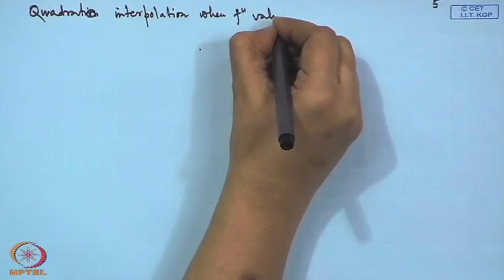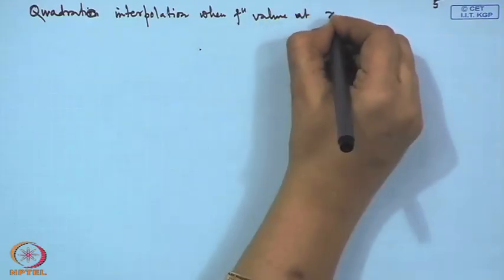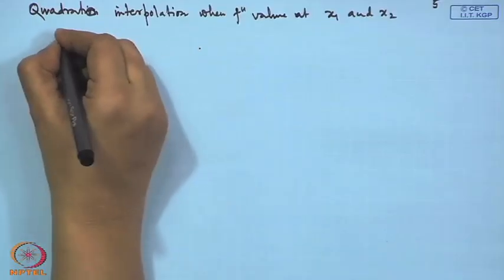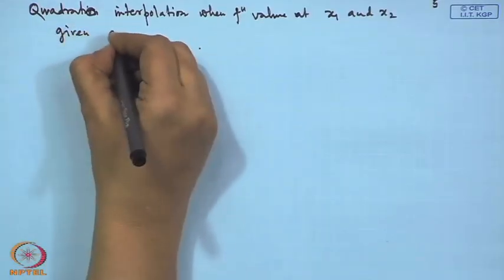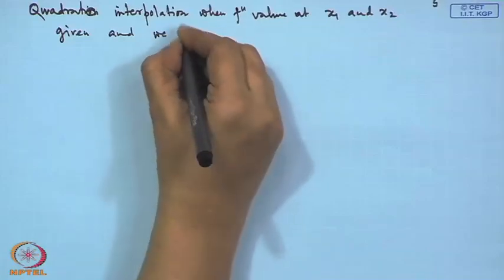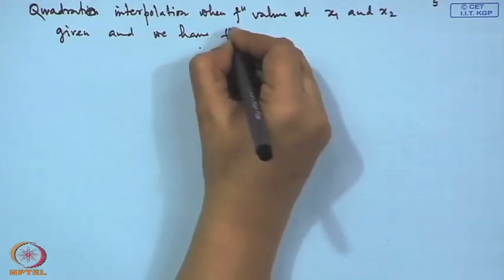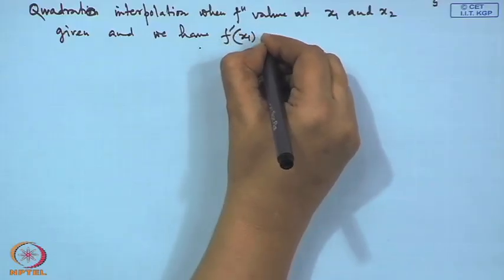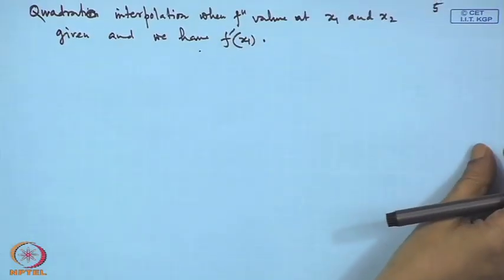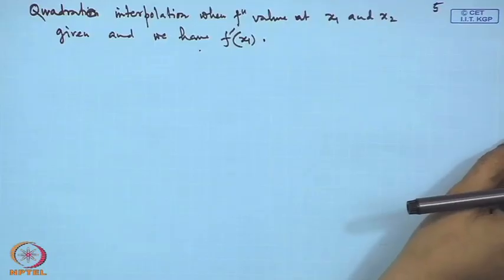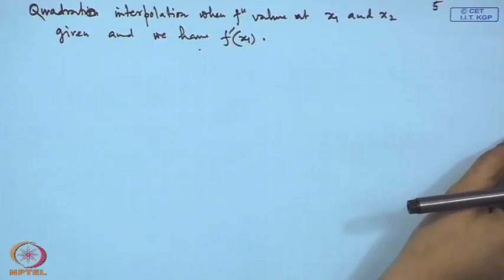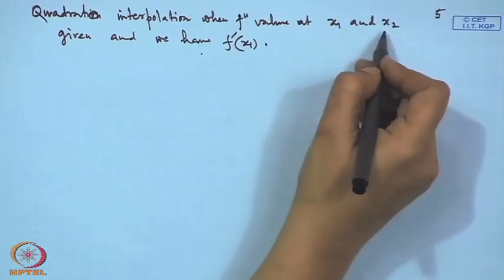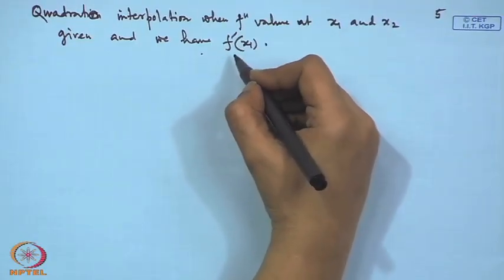Functional values at x 1 and x 2 are given, and we have the first order derivative of the function, and the value at x 1 is also given to us. Then in this situation, how to apply the quadratic interpolation technique? Because in the previous case, 3 point values were given; here, 2 points and one first order derivative of f are given.